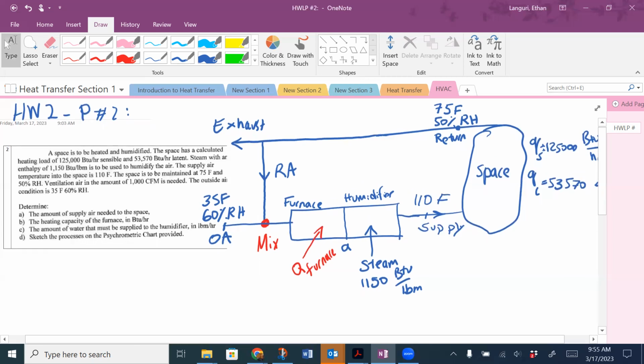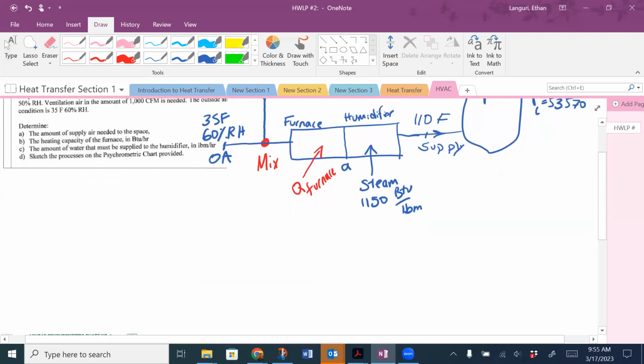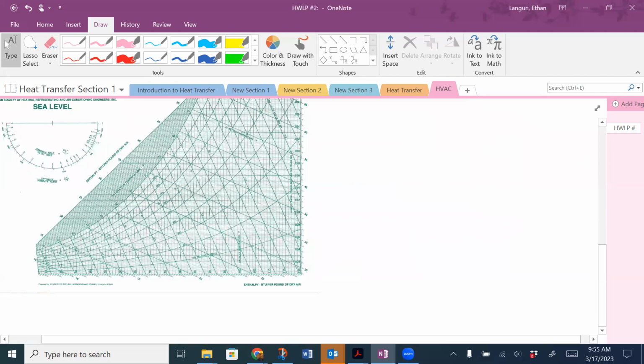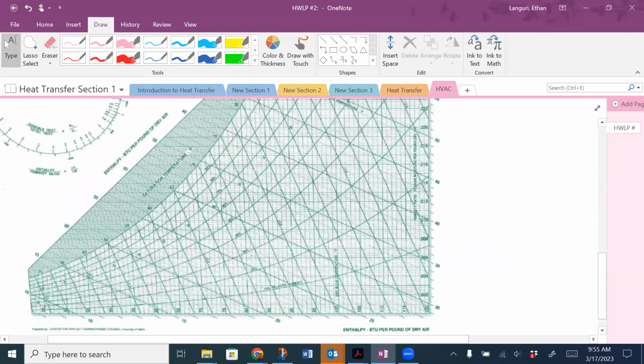Let's start with return air. For return, I have fixed information of 75 Fahrenheit, 50% RH. So let's zoom in a little bit. So if I use the return information, 75, 50% RH, this is my dry bulb line, horizontal, and this is my 50% relative humidity, where the point that these two intersect is here. So that's my return air, right?